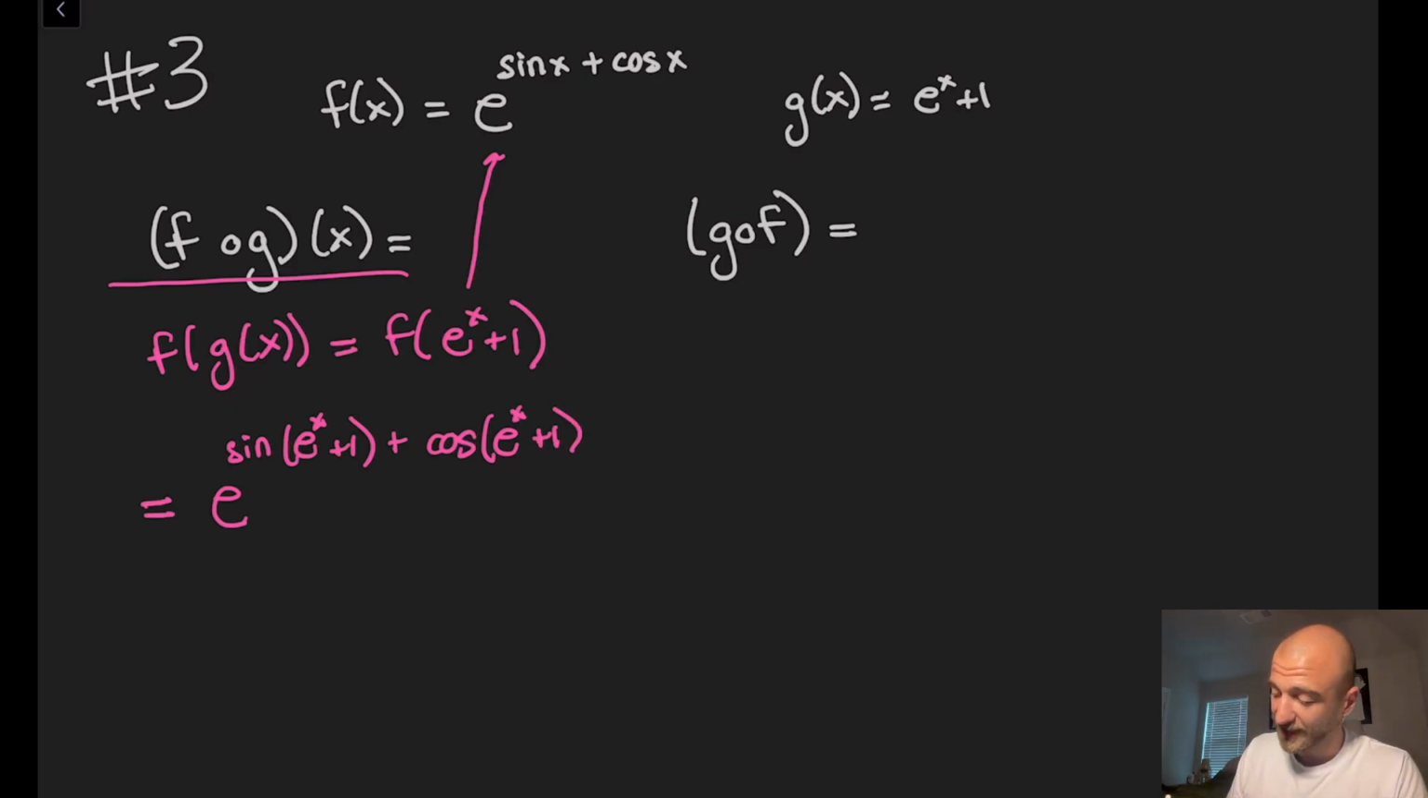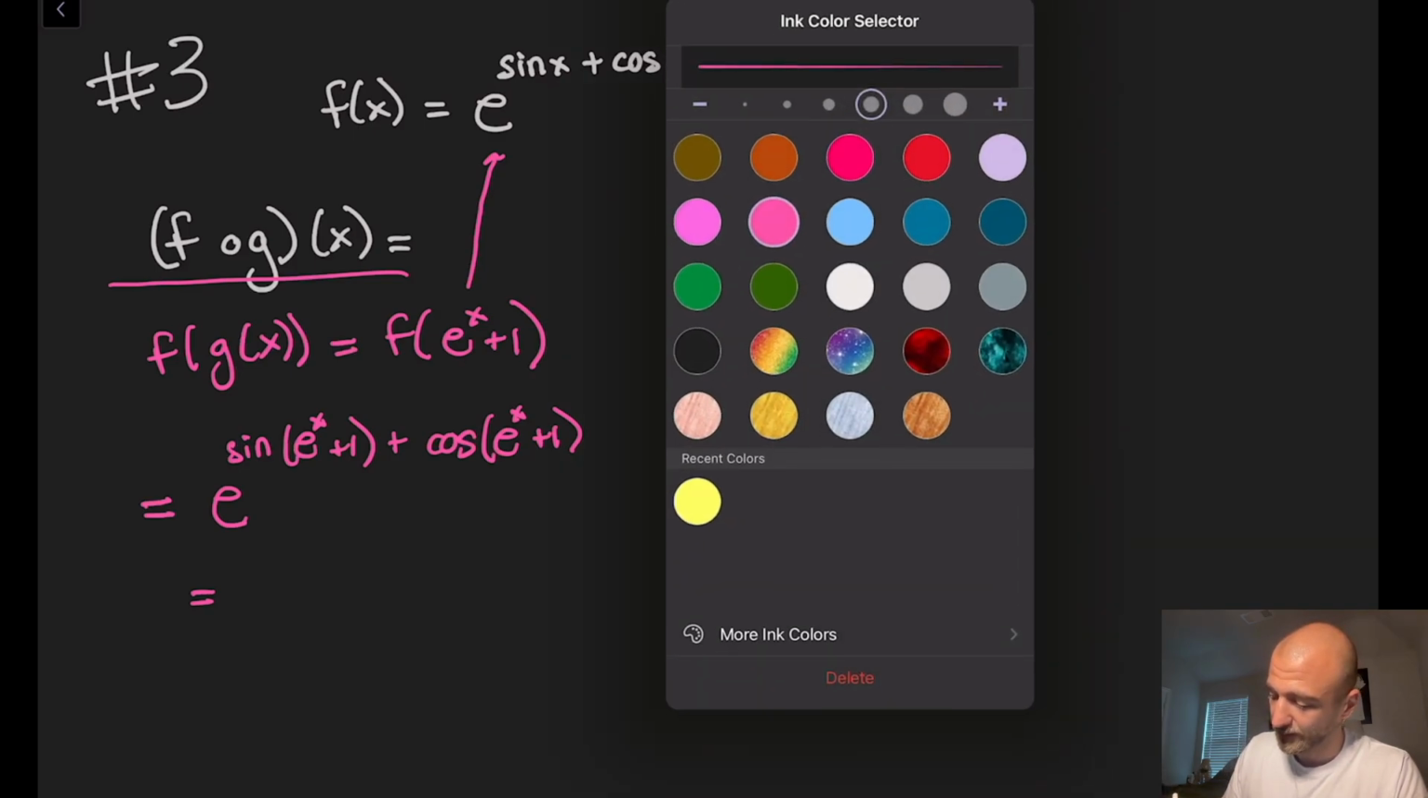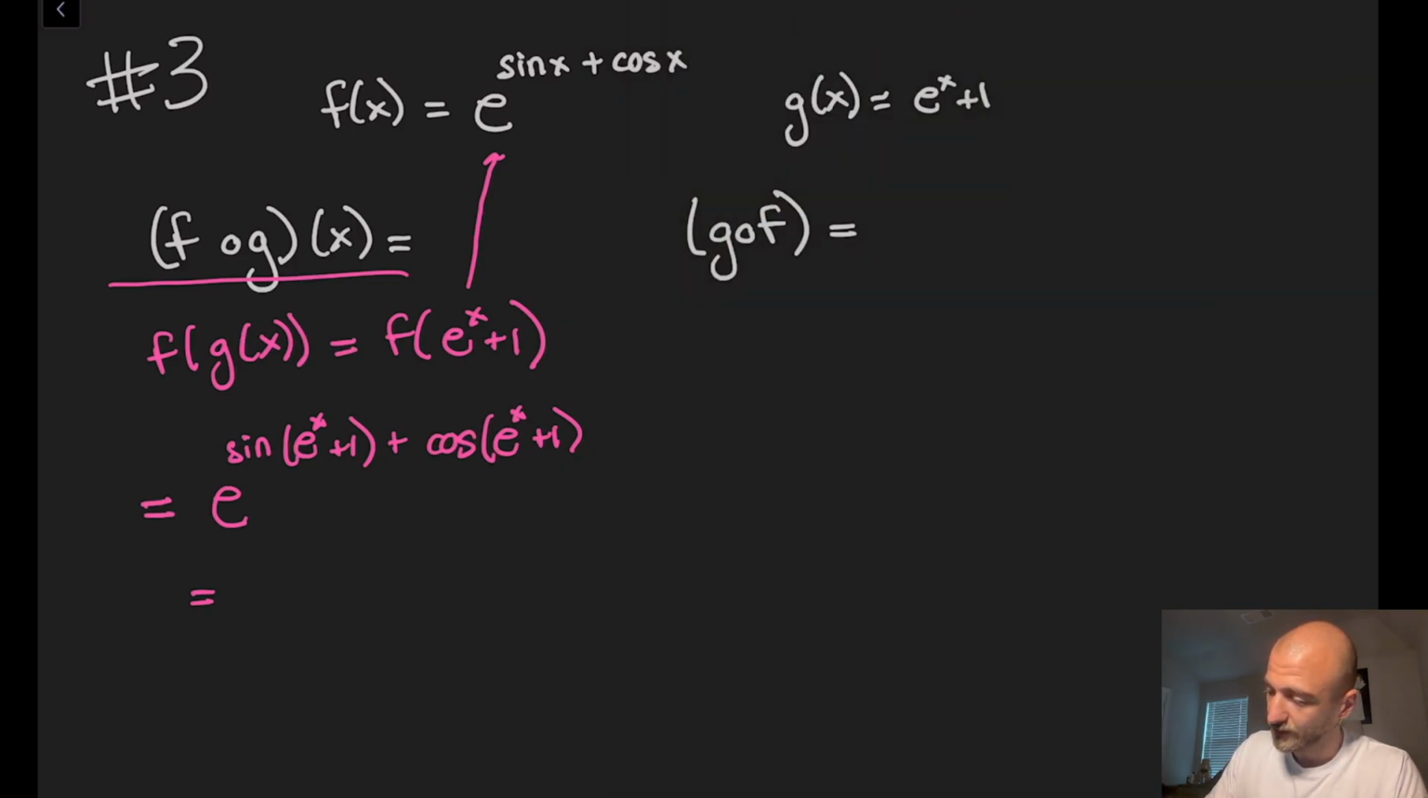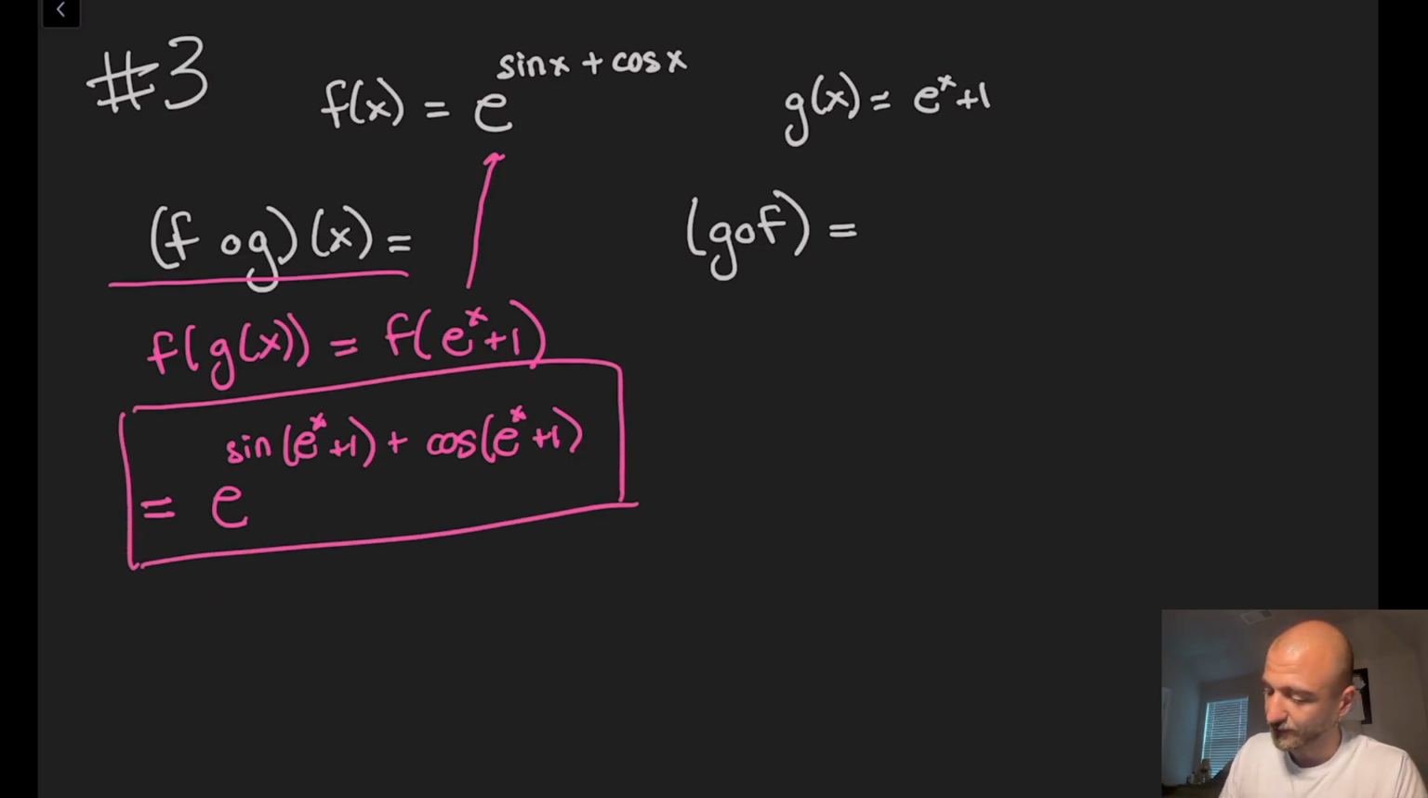Looks weird, but hey, guess what? I don't even need to rewrite this because you guys know already. Let's erase back to here, and that is our composite function f of g of x. Nothing crazy about it. Let's move on to the other one, g of f of x.